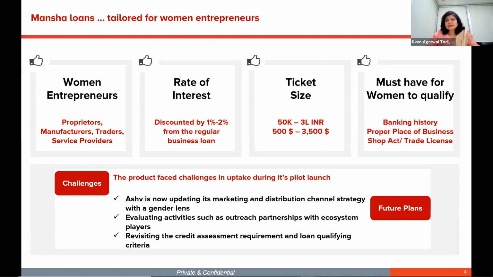So we are working closely with the credit team and the ground sales team to see how we can focus on these loans and how we can have a larger network of women getting covered under Mansha loans.